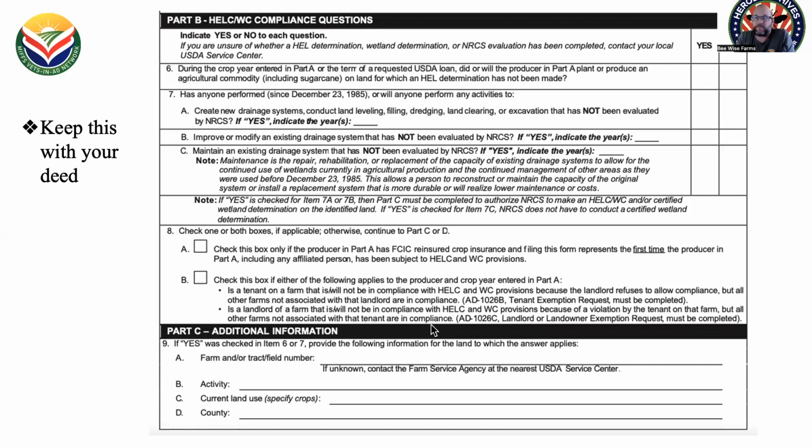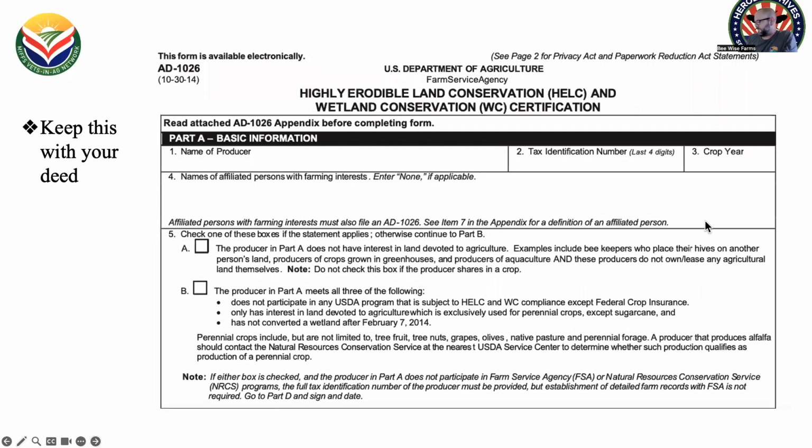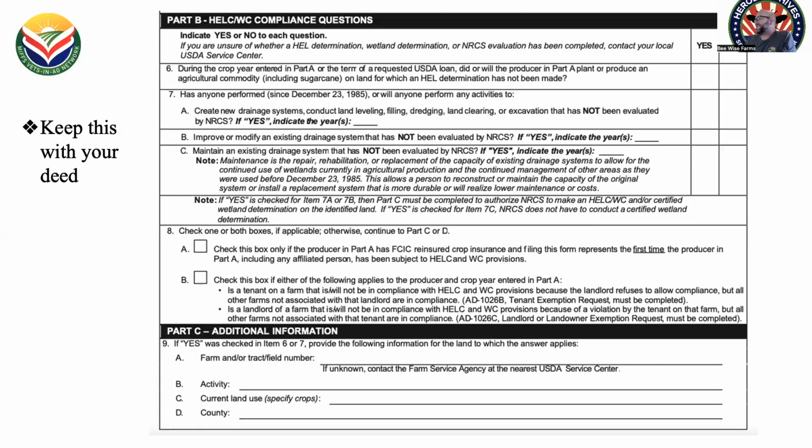So if you have a drainage system in place, they're going to want to see it as well and see how that's being maintained. You see that the note below says if yes is checked for 7A or 7B, then Part C must be completed to authorize NRCS to make an HELC and/or certified wetland determination on the identified land. If yes is checked for item 7C, NRCS does not have to conduct a certified wetland determination. So if you're maintaining an existing drainage system that's not been evaluated, but you've been maintaining it, then you don't need to have this conducted.